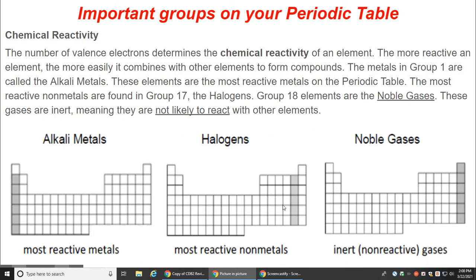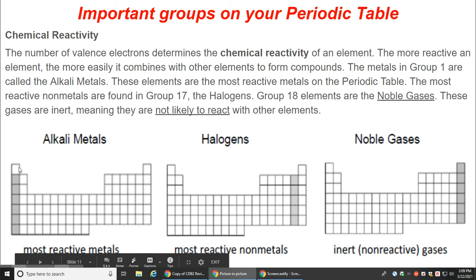All right, important groups on your periodic table. Chemical reactivity. The number of valence electrons determines the chemical reactivity of an element. The more reactive an element is, the more easily it combines with other elements to form compounds. The metals in group 1 are reactive. These metals are the most reactive metals on the periodic table. So let's have a look.